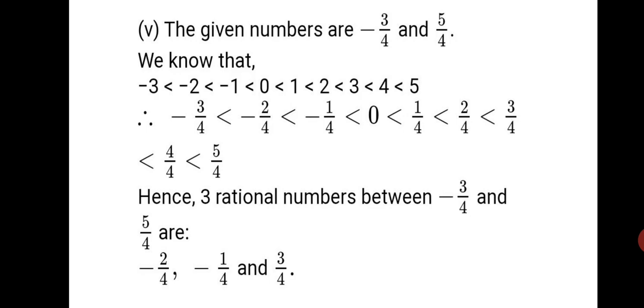Hence, three rational numbers between minus 3 upon 4 and 5 upon 4 are, pick up any three rational numbers: minus 2 upon 4, minus 1 upon 4 and 3 upon 4. If you want to write 1 upon 4, 2 upon 4, 3 upon 4, yes, you can write. Okay, so accordingly you have to pick up the rational numbers which are between these given rational numbers.